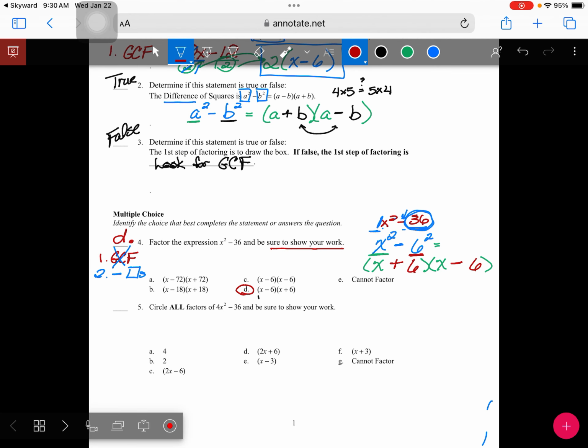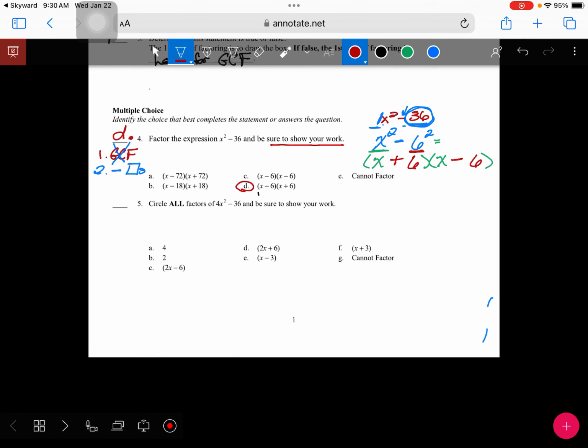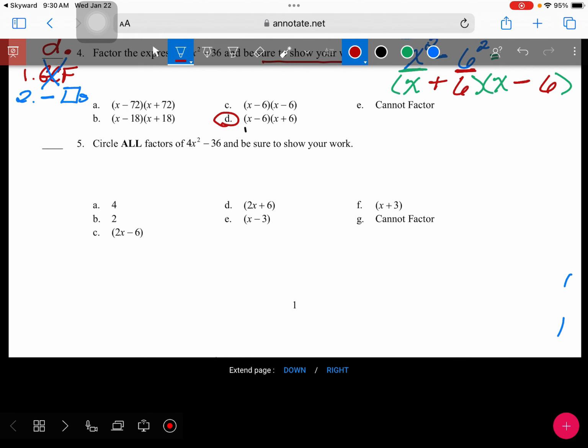Are we feeling a little bit better about the difference of 2 squares? All right, let's go to number 5. Circle all factors of 4x squared minus 36. All right, so I'm going to write this over here. And it says show your work. We do need to show our work here. Just because it's multiple choice doesn't mean we just put some answers down.